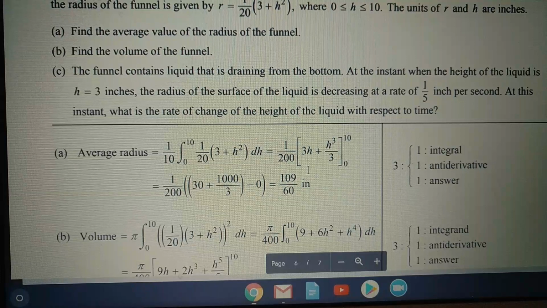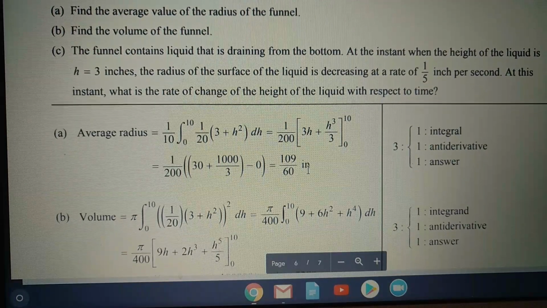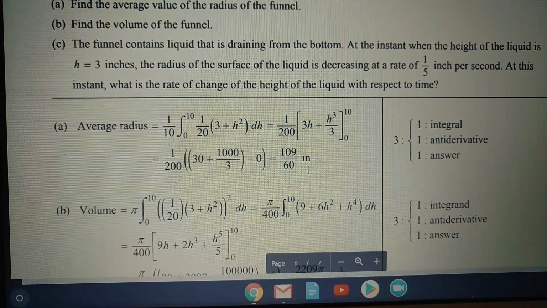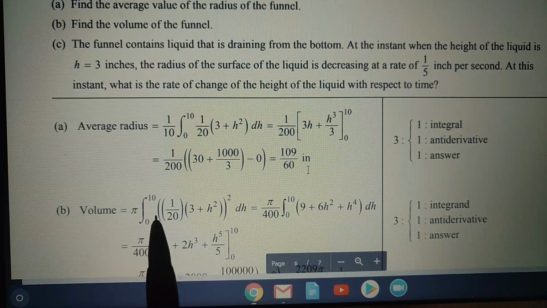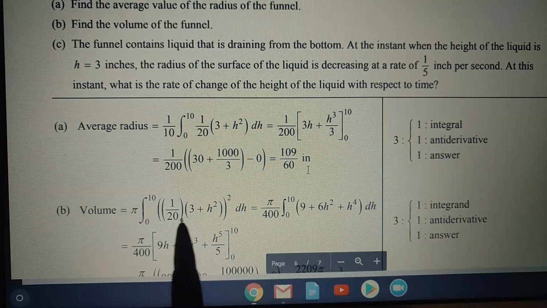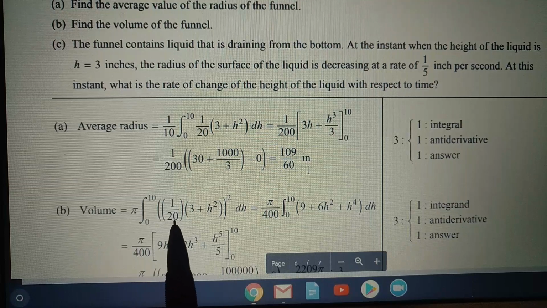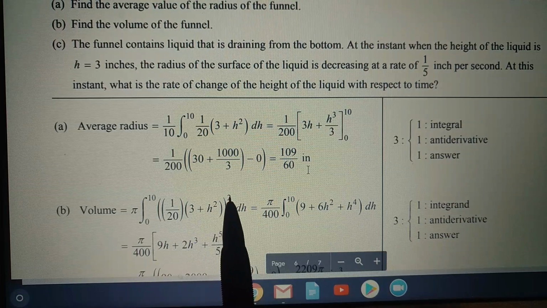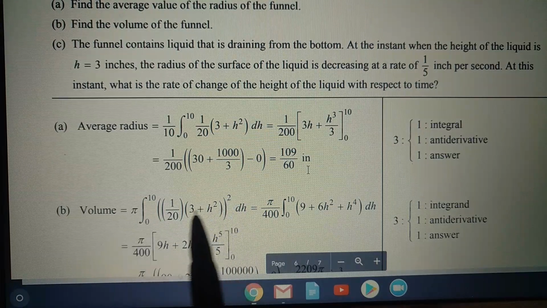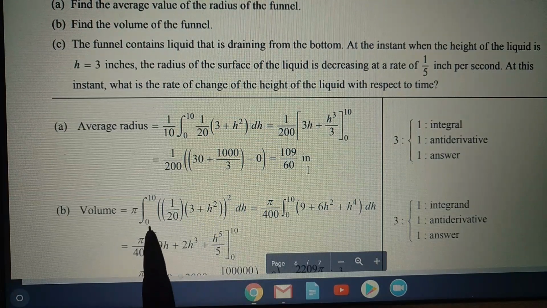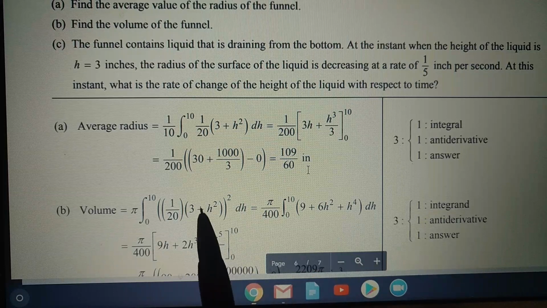For part B, find the volume. Since it is circles, the area of a circle is a cross section. So here's our radius function. So we have pi r squared. If you have the correct integrand, that's the thing that you're integrating, that would be 1/20 (3 plus h squared) squared. The pi can be inside or outside. But if you have this thing squared, even if you don't have the right limits, you get a point.